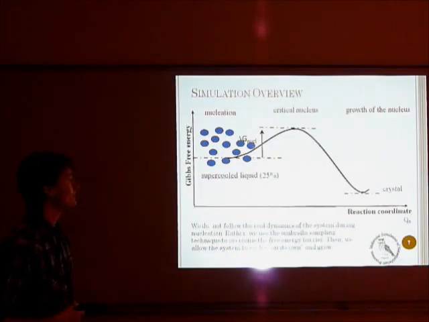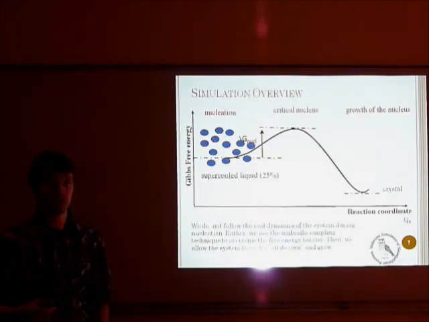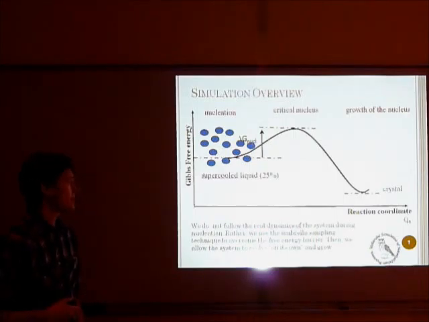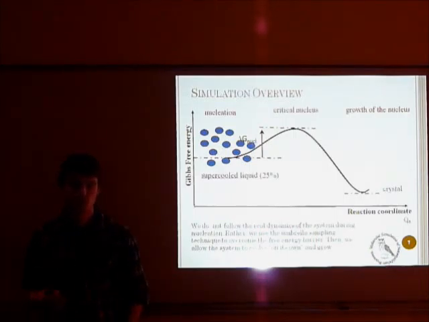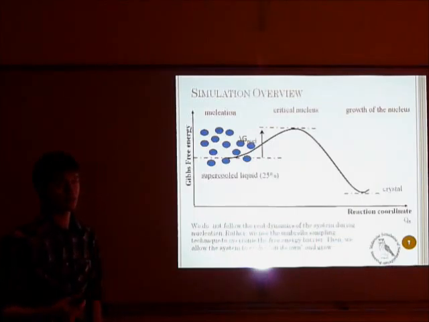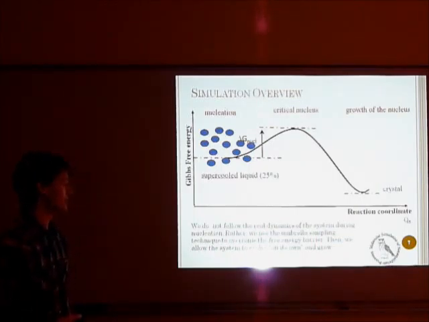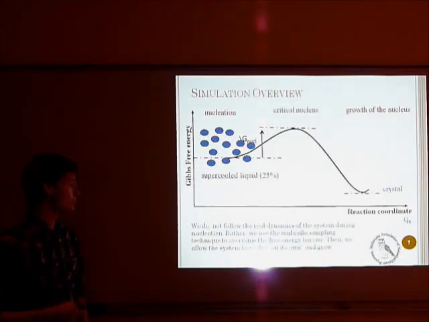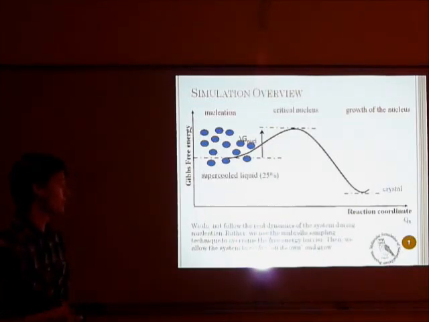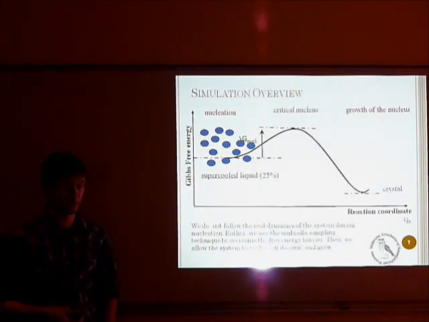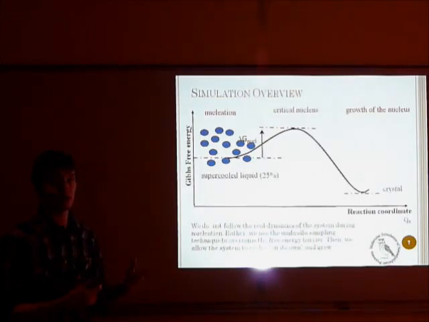But to do that, we have to cross this high free energy barrier, the peak of which is known as the critical nucleus. During the timescales accessible by molecular simulations, we can't really do that. So we use a little trick known as umbrella sampling. In doing so, we do not follow the real dynamics of the system during nucleation. Rather, we use the umbrella sampling technique to overcome the free energy barrier. And then once we do that, we allow it to grow.